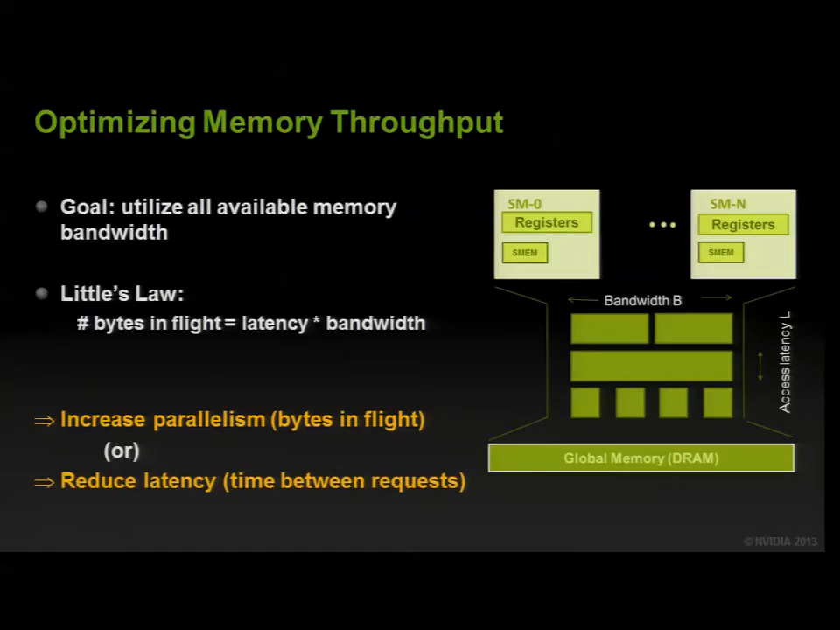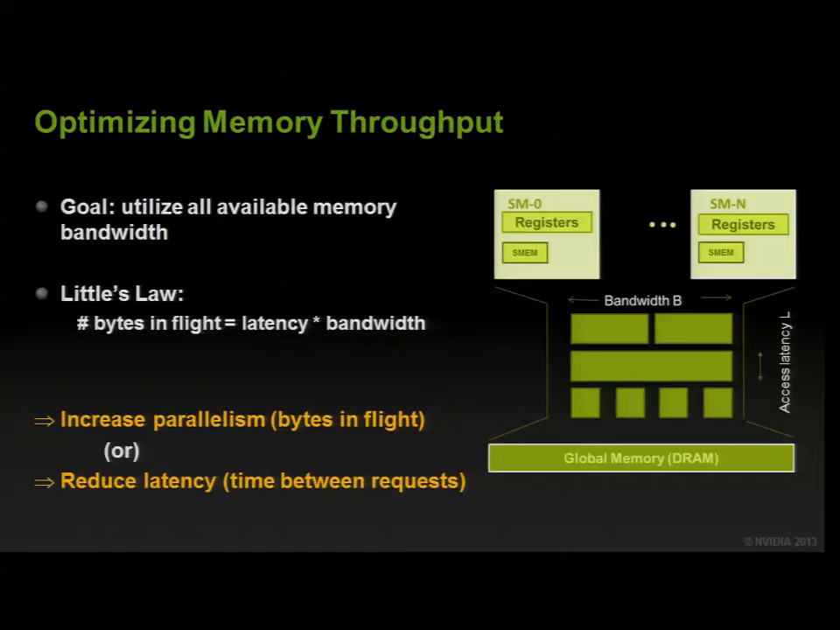So if you want to maximize the throughput, the amount of data that goes through this line, you need to make sure that you have, first of all, sufficient data that is being loaded per memory access, and that you have sufficient accesses that are outstanding in order to fill this entire area here. So it's the bandwidth times the access latency. This is known as Little's law.